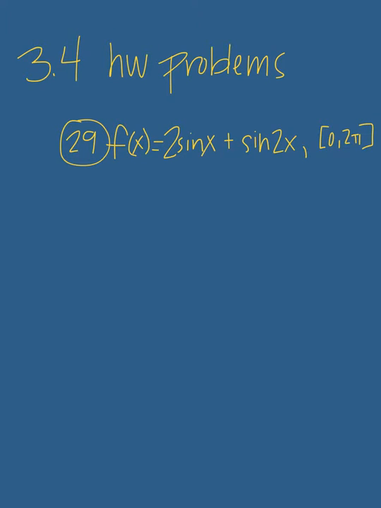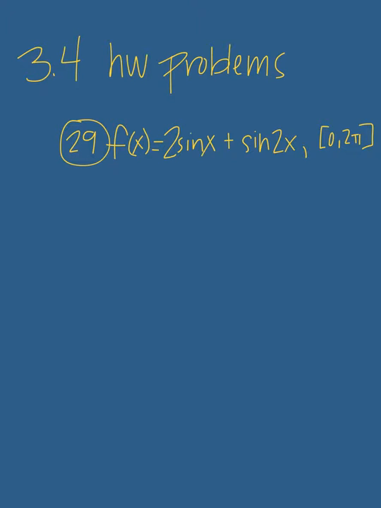All right, everybody, I'm going to try to quickly run through some solutions to some homework problems that we didn't get to in class. One of them was number 29. The function was f of x equals 2 sine x plus sine of 2x on the interval from 0 to 2 pi. It asked you to determine where the function was concave up or concave down, and also asked you to find points of inflection.